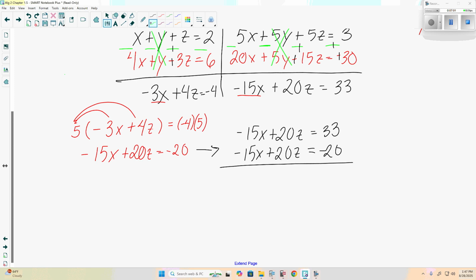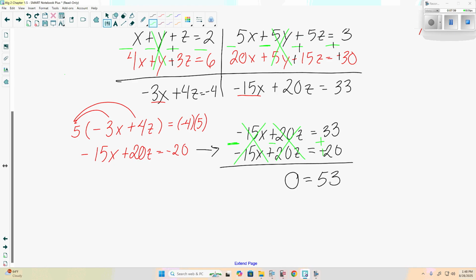Questions on how we got to this point here? Now it is interesting, the left side, our x and z are the same, yes? So let's see what happens, because here we're going to need to subtract, because negative 15 minus negative 15 is 0, and 20 minus 20. So everything on the left side became 0. Negative 33 minus 20. Well, the negatives make a positive, which would be 53, yes?